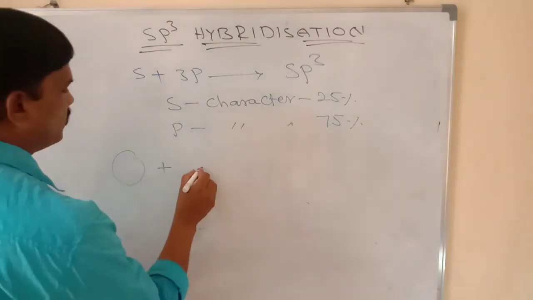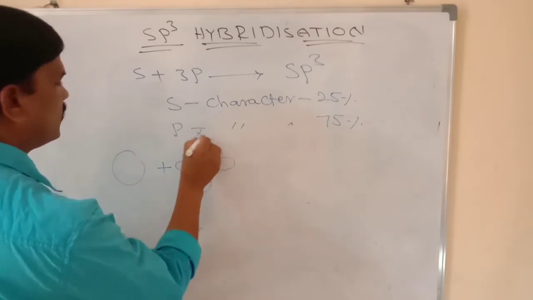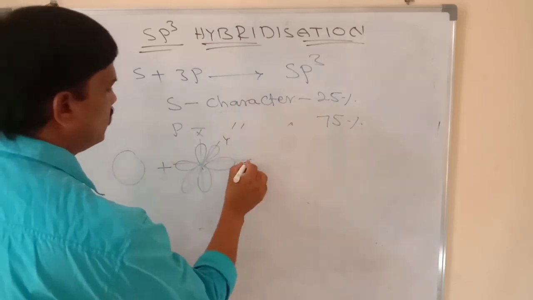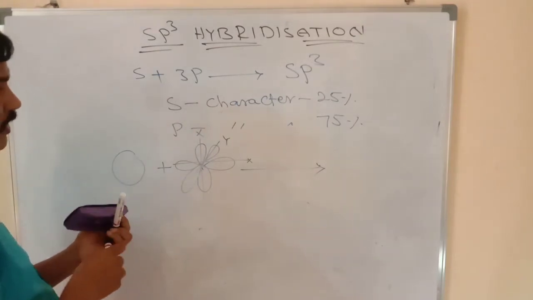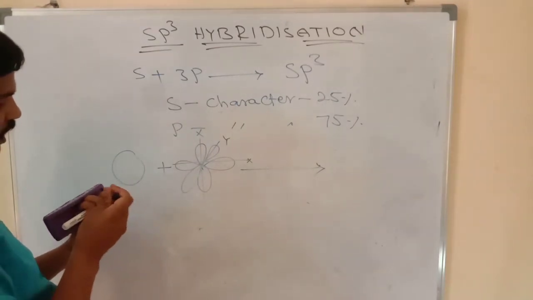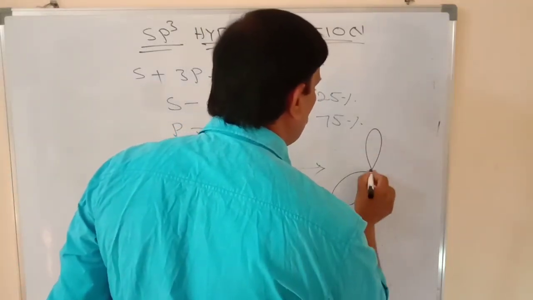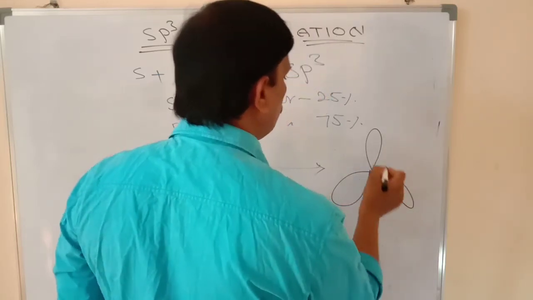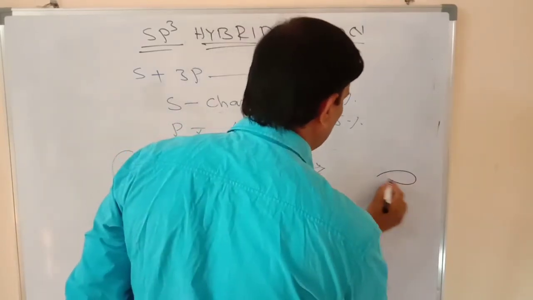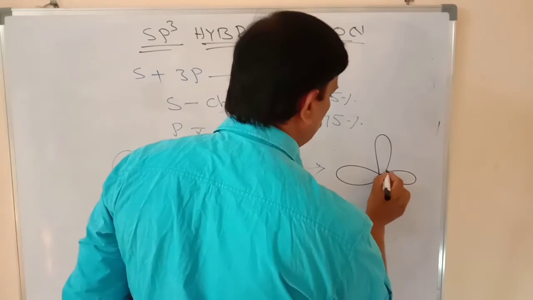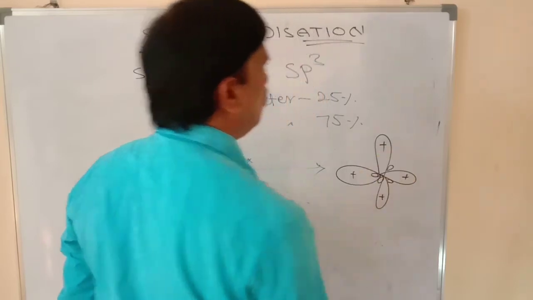One s orbital is spherical in shape. The three p orbitals are along the x axis, the y axis, and the z axis. They combine to give new sp3 hybrid orbitals, with equal energy and equal shape. These new sp3 hybrid orbitals are arranged in a tetrahedral manner.